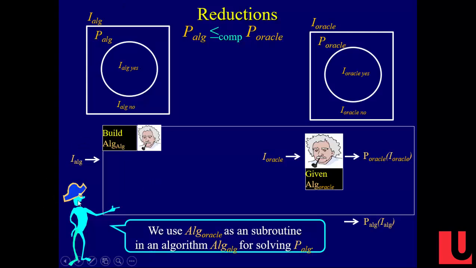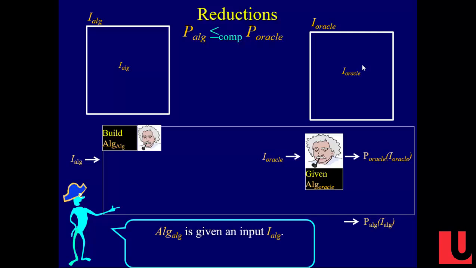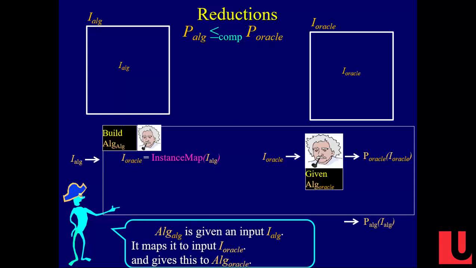So we're given an input to the one, and in order to use this oracle, we need an input to the other. So what we do is, we don't know whether they're yes instances or no instances, but we're given an instance to it. And what do we do with that instance? We do an instance map. We map it, and this is the part, remember I said all I asked for was the instance map.